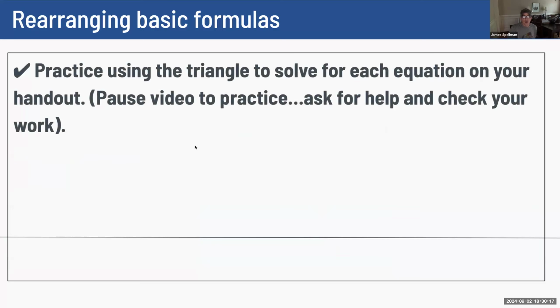Okay, so I would like for you to take a moment and just pause the video. I've asked you to try to work through several formulas that are on our reference sheets for the rest of the year and to practice using the triangle to solve for each one of those. So I've given you a formula, I've given you a triangle. I'd like for you to put the variables in the triangle and then show what each letter would equal once you are able to use the triangle. So let's pause for a moment and do that.